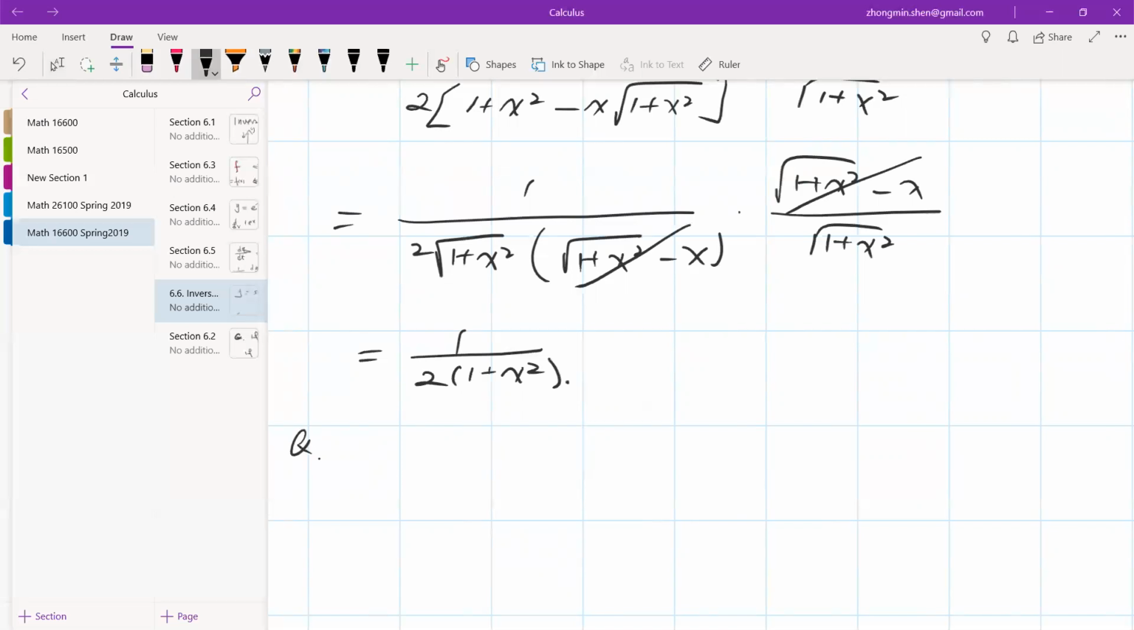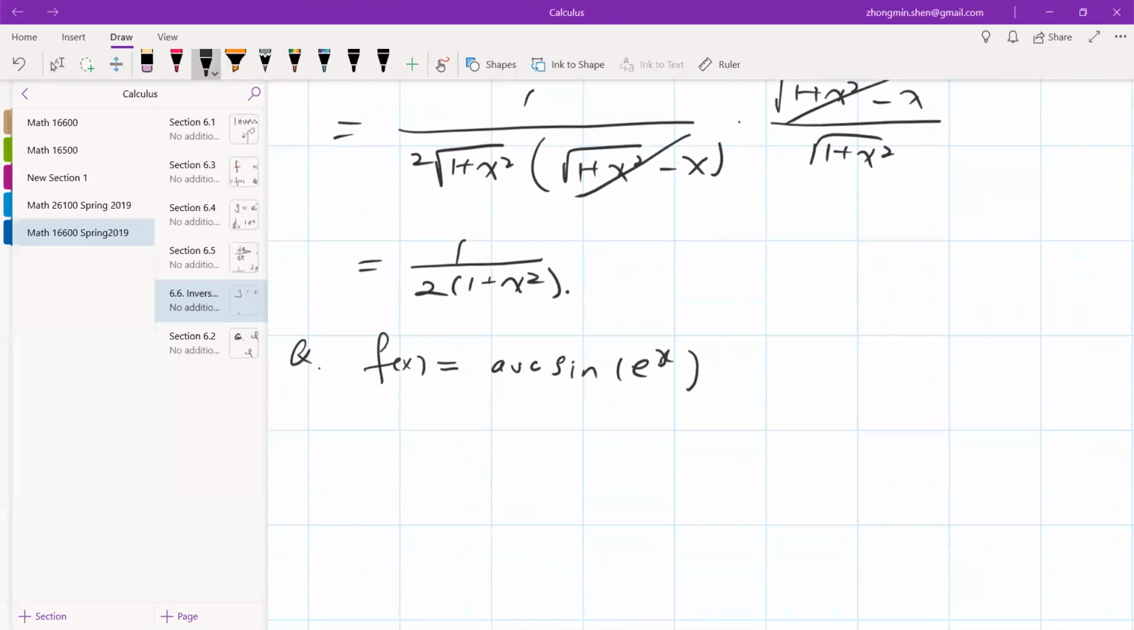Right, so the next part, f of x equals arcsine of e to the x. We want to find out the derivative and the domain of the function and its derivative. Okay, look at this. Arcsine. What is the domain of the arcsine? The domain of the arcsine is going to be from -1 to +1.